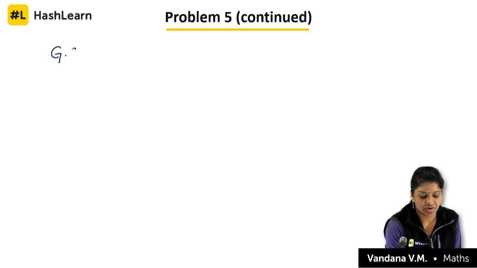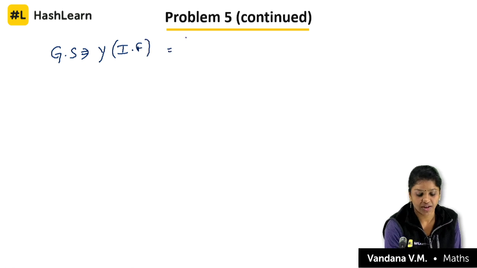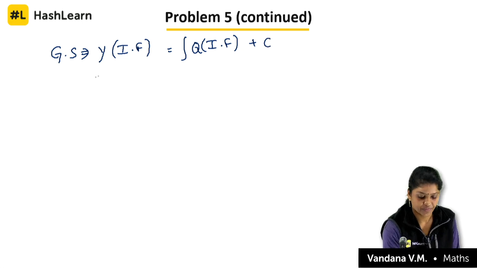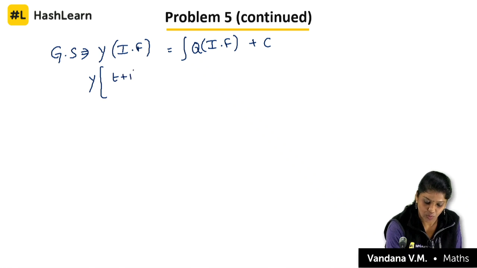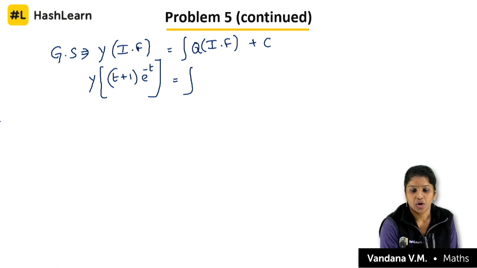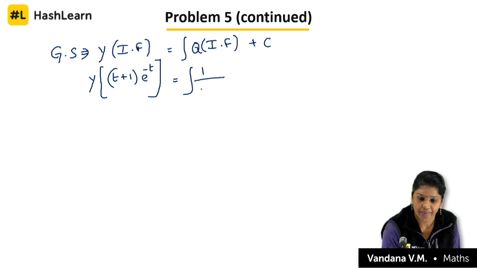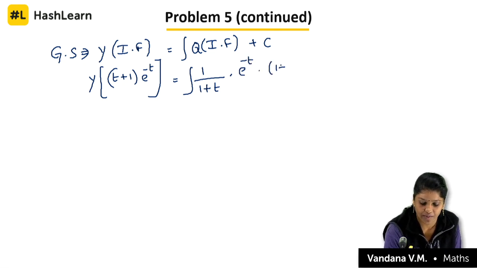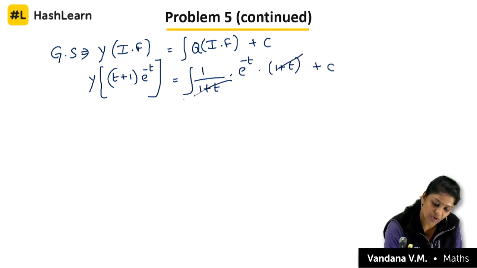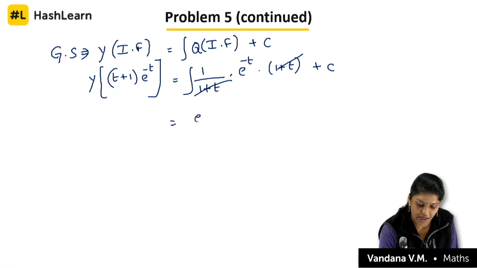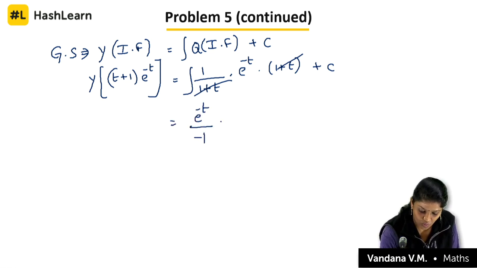How to write the general solution? y into integrating factor is equal to integral q into integrating factor plus c. So, y into, what is your integrating factor? Yes, t plus 1 into e power minus t. Integral q, what is your q value? 1 by 1 plus t into e power minus t into 1 plus t plus c. This will get cancelled. What is this? Yes, e power minus t by minus 1 plus c.